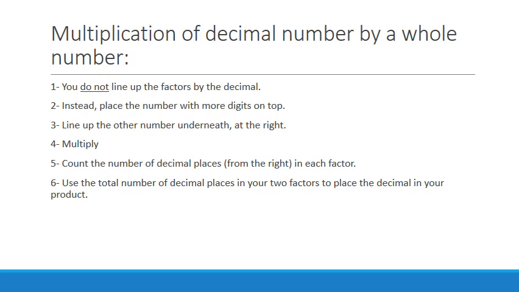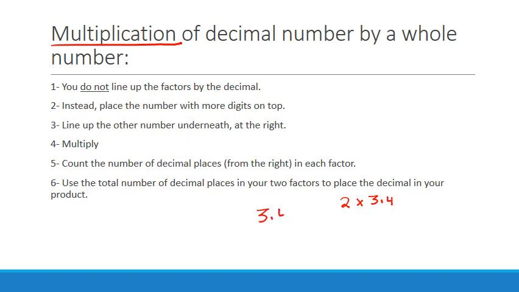Now the multiplication of decimal numbers by a whole number. In this case, when I need to multiply, I don't need to line up the factors by the decimals. Why? We will see. Suppose I have 2 times 3.4. Let us do it.